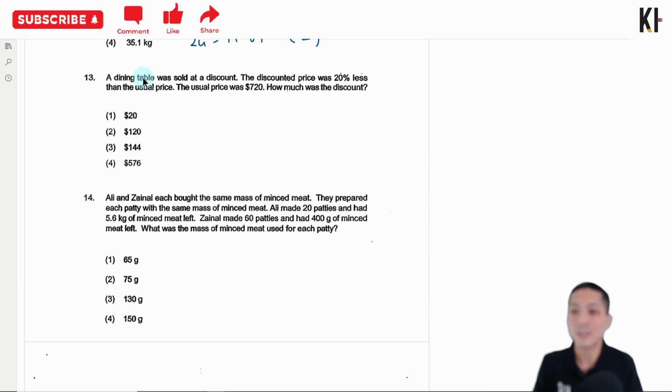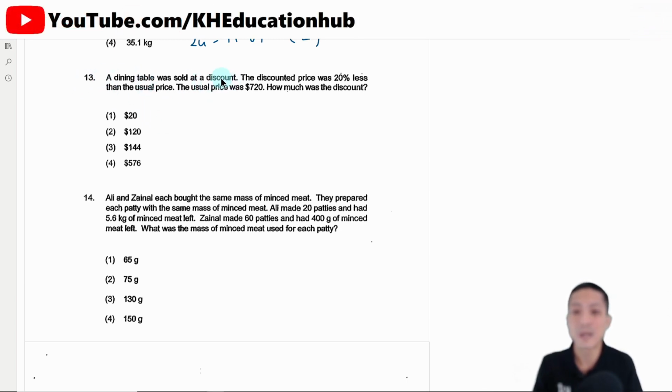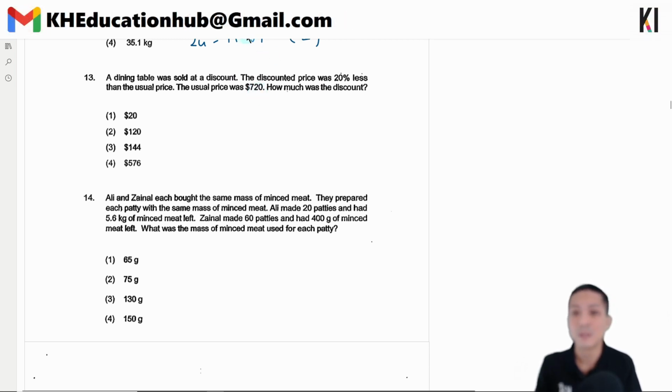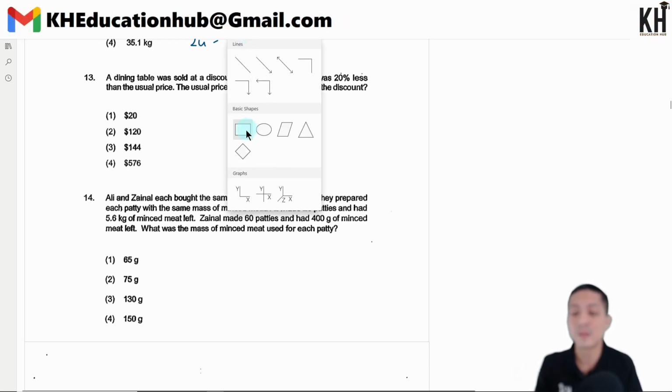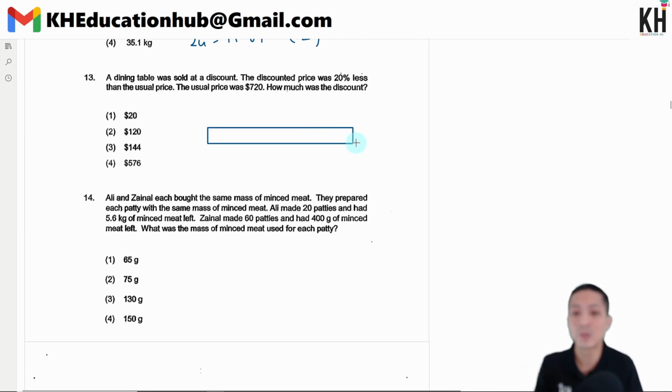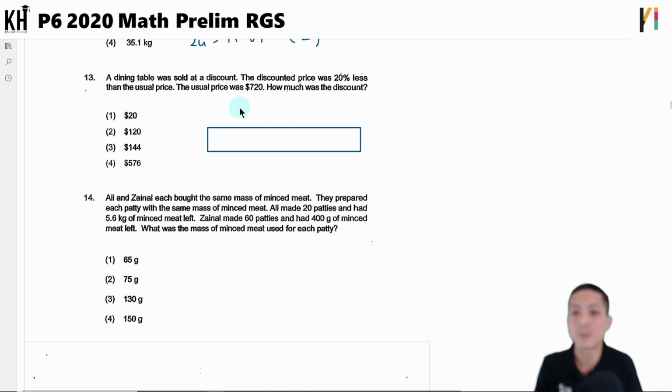Okay, question 13. A dining table was sold at a discount. The discounted price was 20% less than the usual price. The usual price was $720. How much was the discount? Same thing, for the benefit of students who are not so clear about what's happening, this is going to be the discount. That's a 20% discount.